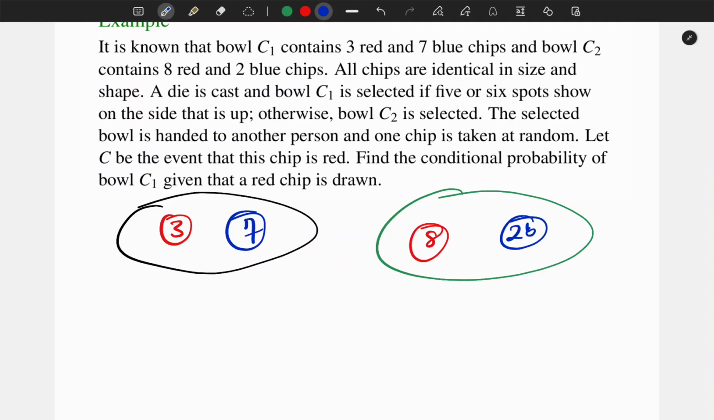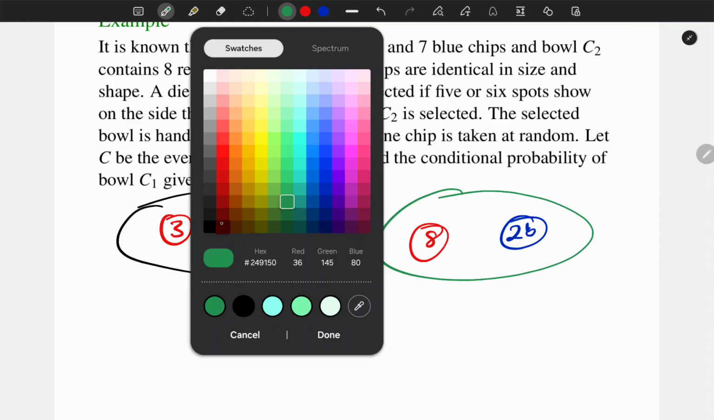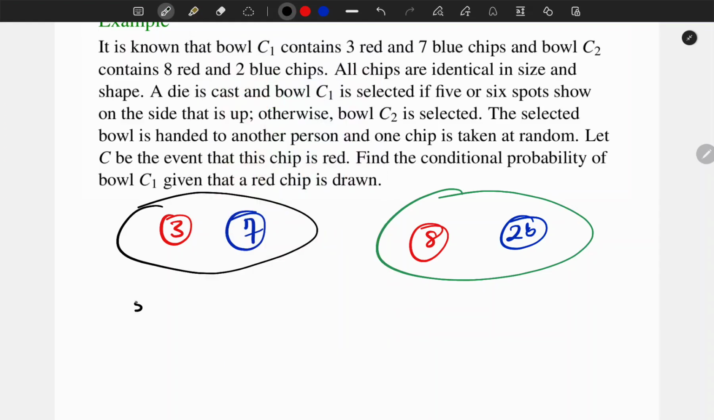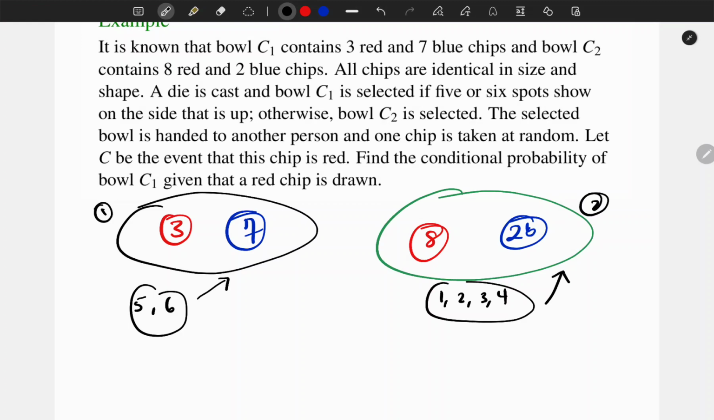So a die is cast and bowl C1 is selected if 5 or 6 spots show up. A die is from 1 to 6. So if you have 5 or 6, then we pick bowl 1. Otherwise bowl 2, that means if you have 1, 2, 3, or 4, we pick bowl 2.